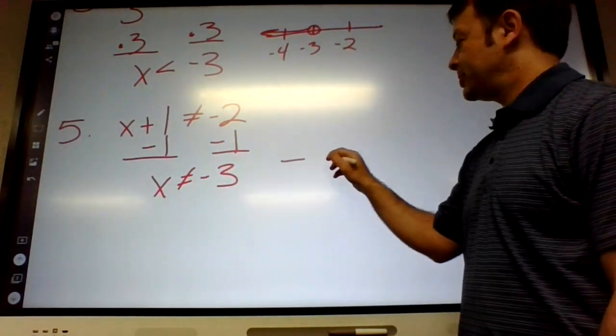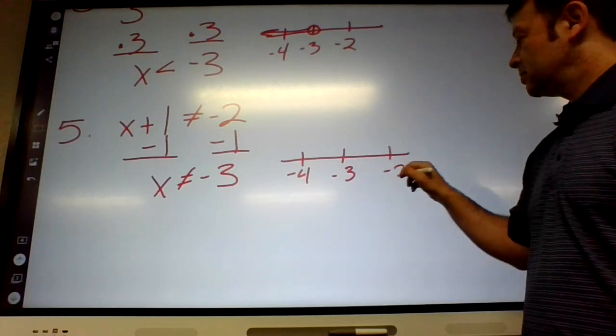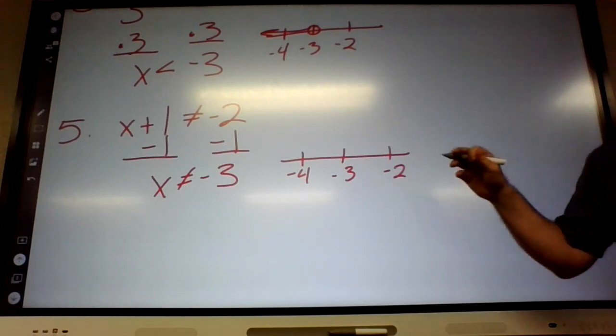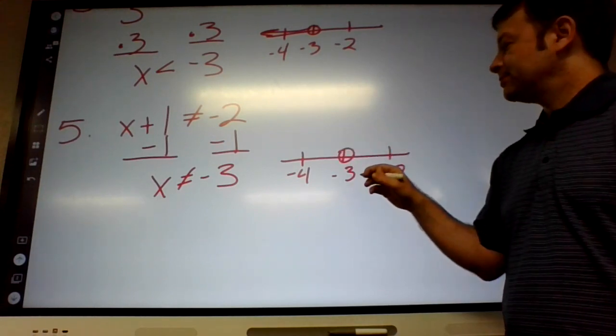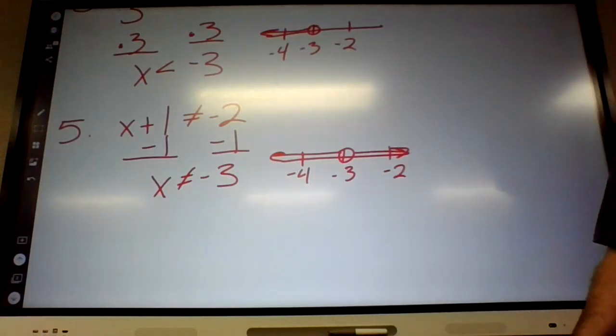Okay, Hannah, do you remember what the graph for that looked like? I remember. Yeah. She gets first crack at it. So you would put the open circle, and then going both ways. Going both ways, yep. That's it.